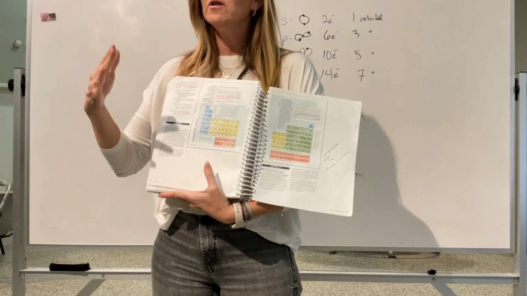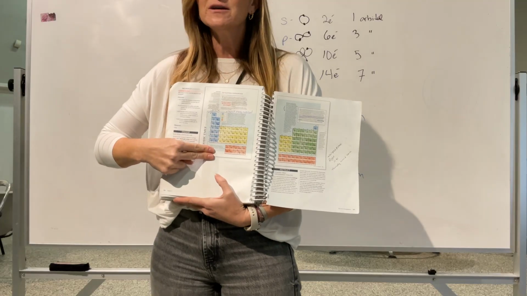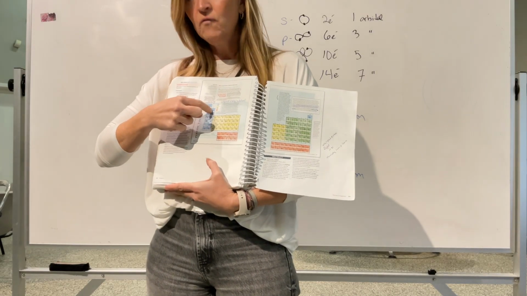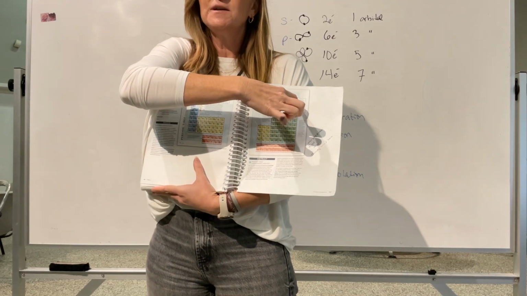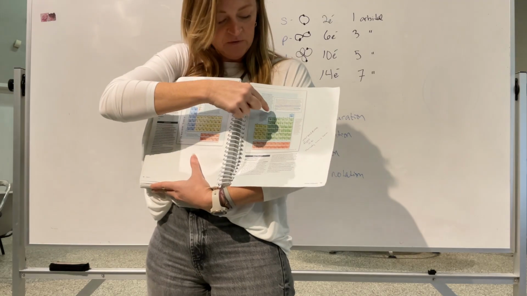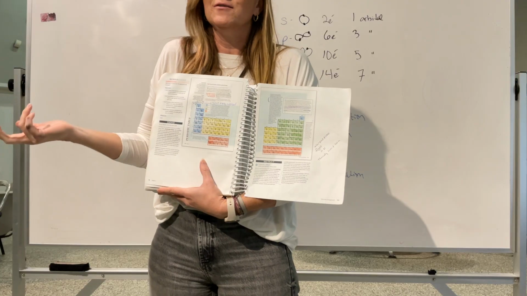So energy level, sublevel S is over here, right? How many electrons fit into S? 2. What's P? P is over here, right? How many electrons fit into P? 6. 1, 2, 3, 4, 5, 6. That's so cool. It is really cool.